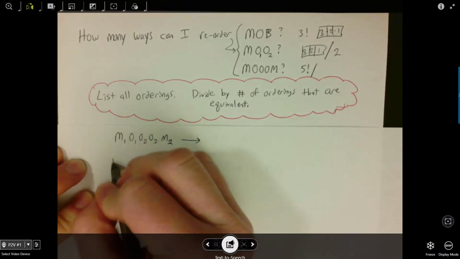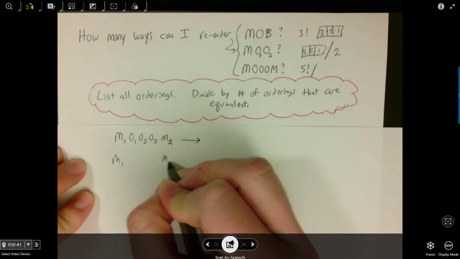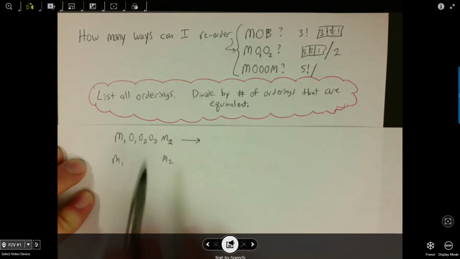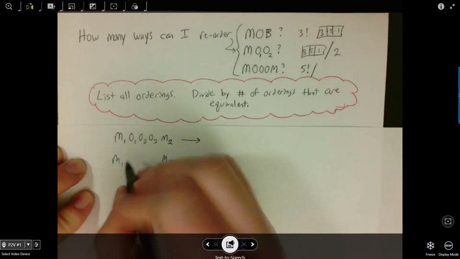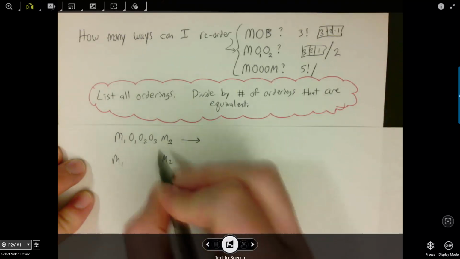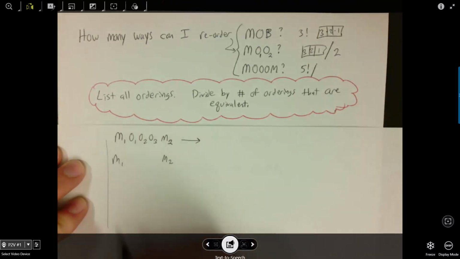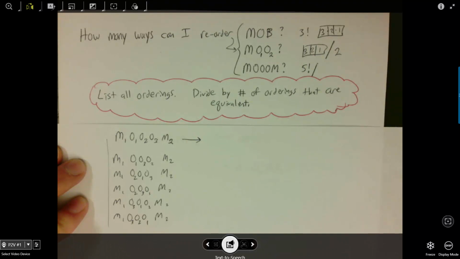So let's keep the M's where they are, but now let's reorder the O's. So how many ways could I reorder the O's so that it's the same? Well, there's 3 O's, so it seems like there should be 3 factorial ways of reordering those O's. Here, I'm going to pause the video and we'll see what that looks like. So here we are. Here's all 6 ways of reordering the 3 O's. So you can see all the subscripts are moving around, but the 2 M's are where they were.